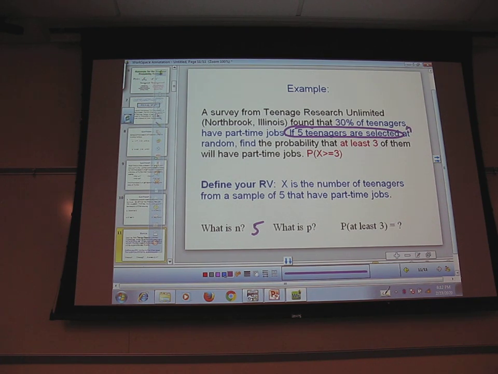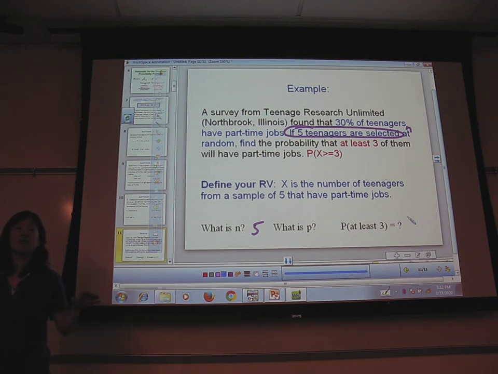What's my P? First of all, little p has nothing to do with X and N. Remember that? Nothing to do with it. The second thing is, little p is the small probability. It's the probability of just one teenager. What's the probability I pick a teenager and they work? It has nothing to do with X and N.